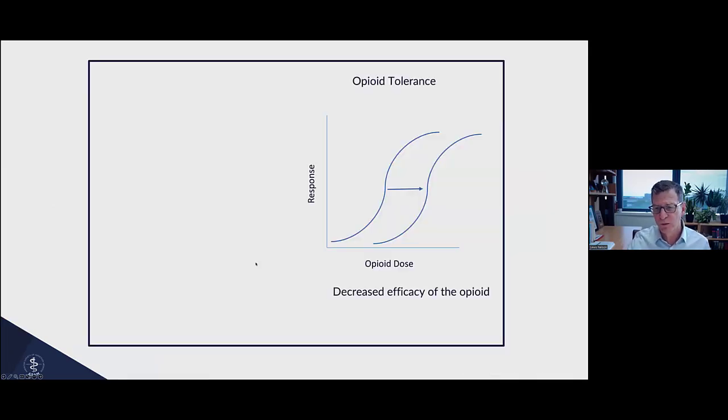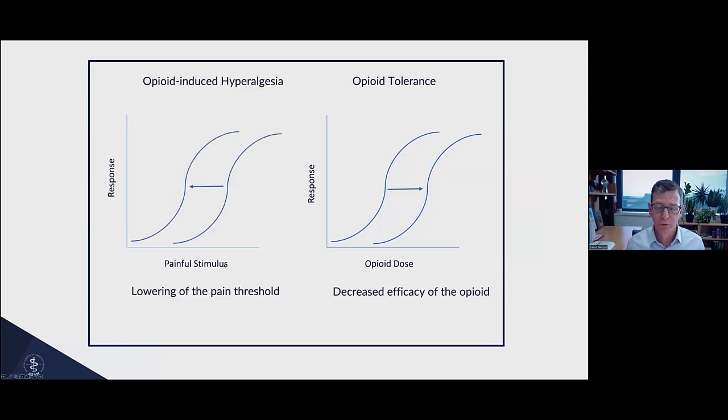Now, opioid tolerance we think about graphically as the fact that you need more of a dose to get the same effect. So if you right shift the curves here, the dose response curves, you'll say that I need more drug to get the same response. Makes sense. And you'll say that you've decreased the efficacy of the opioid. Right? It no longer works. The drug is wearing off.